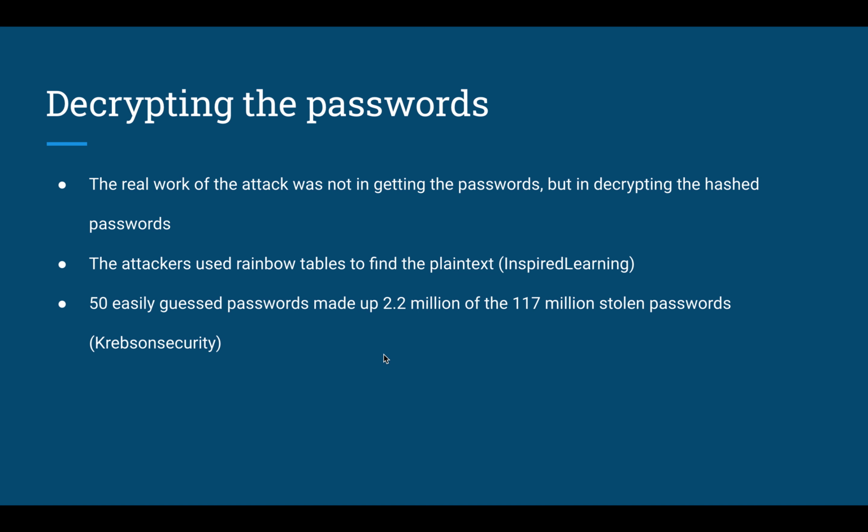As it turns out, LinkedIn's lackadaisical password policies produced an alarming amount of overly simple passwords. For example, the password LinkedIn was found 172,523 times. The 50 most easily guessed passwords made up 2.2 million of the 117 million stolen passwords.